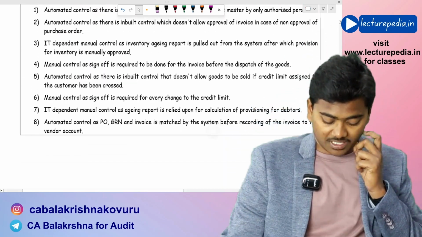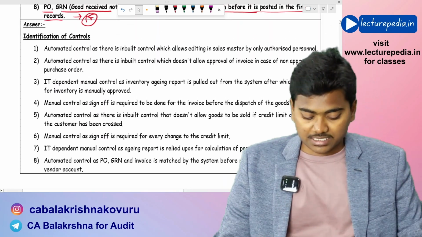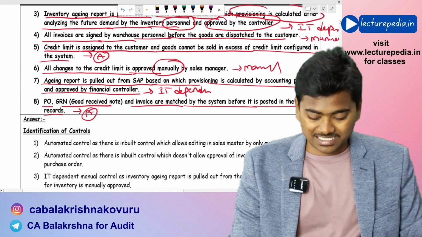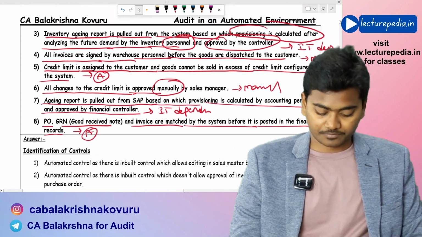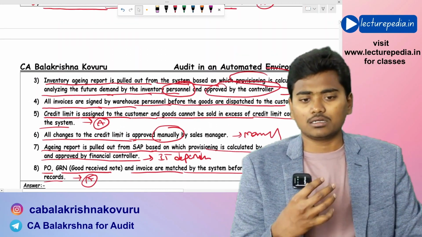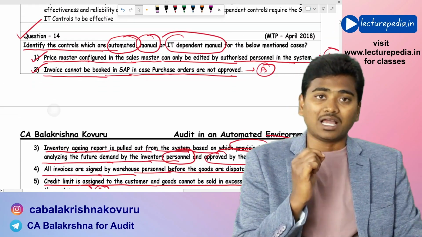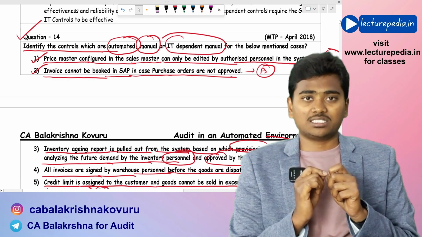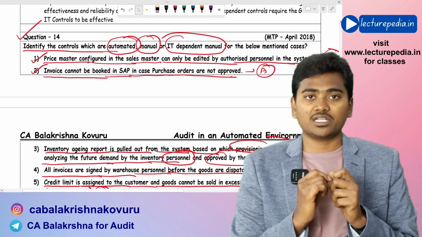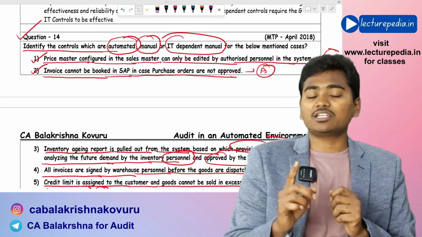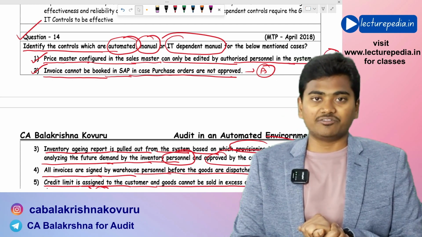By this, the question and answer discussion of the automated environment is completed. If you feel you need some concept explanation for the automated environment, I have quickly revised the concept related to the automated environment in the revision video. You can watch that revision video.